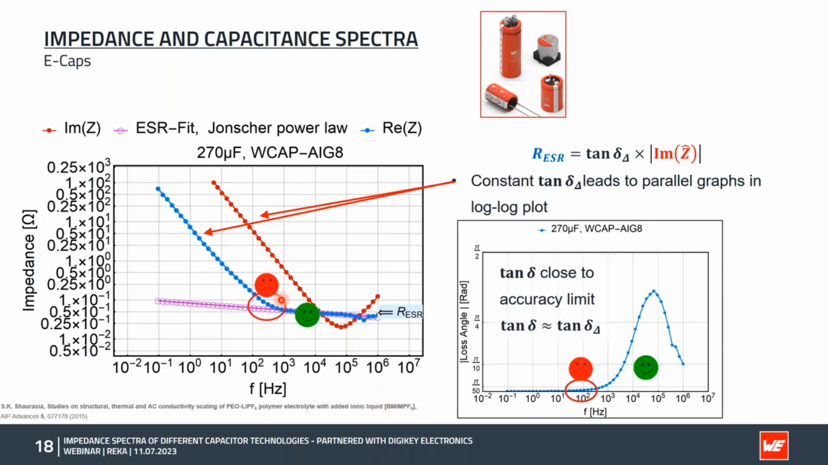If you want to be really sure, you always have to look at the loss angle and have to search the manual for the accuracy limit of the device, and then you know exactly what values you can trust and where you start to overestimate your ESR. So the knowledge about the loss angle is essential if you want to make an accurate interpretation of the data.